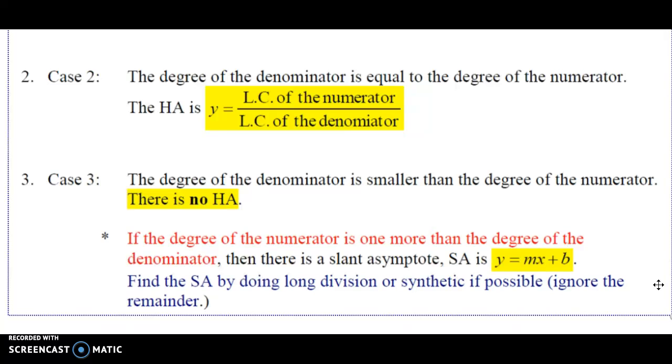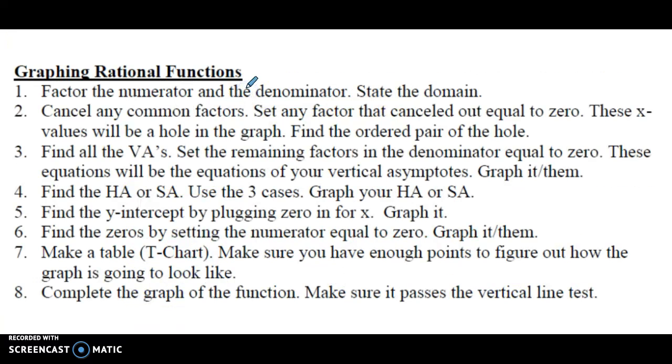If the degree of the numerator is 1 more than the degree of the denominator, then there is a slant asymptote, and the slant asymptote is y equals mx plus b. In order to find it, find the slant asymptote by doing long division or synthetic division if possible. Ignore the remainder. So, graphing rational functions: factor the numerator and the denominator and state the domain.